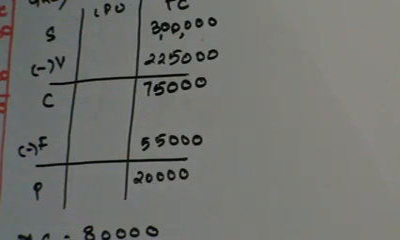Now they asked me to calculate PV and fixed cost. Both of them we found out. Next, let's take our next sum. Question 29.